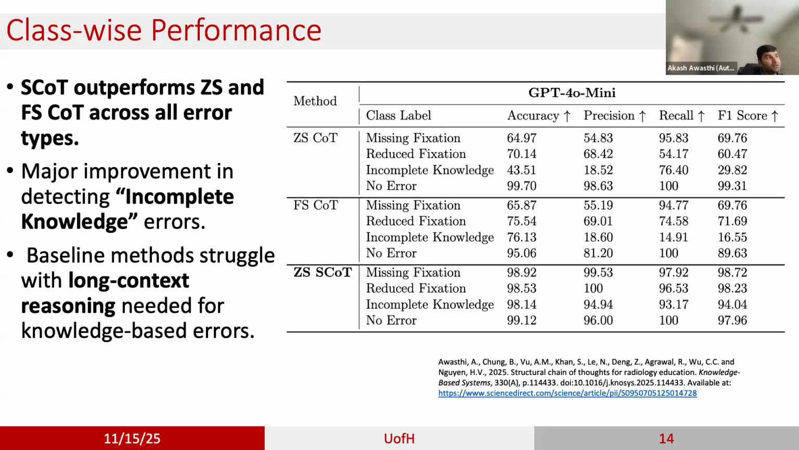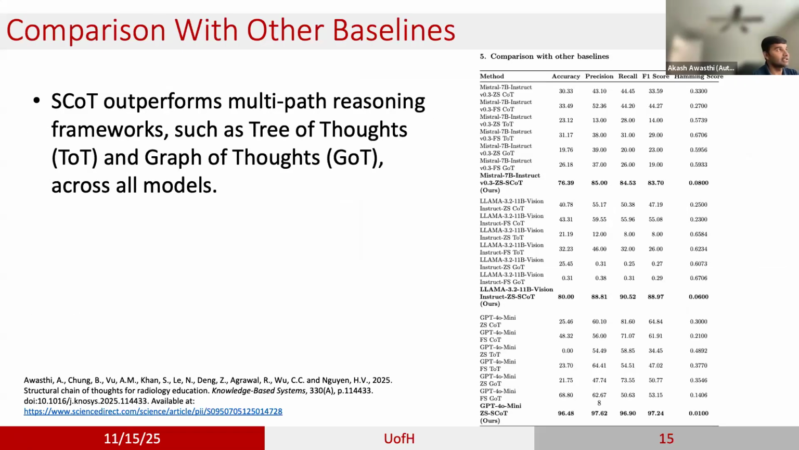The difficult class to determine is incomplete knowledge, because it's a long context problem. The model first has to see if there is anything missing. If not, then are any fixation points reduced? If not, then it means that something might go in this category. So it has to really maintain the context to determine this class. That's why you might see a little lower performance for this particular class because of the long context. People are still working on this for LLMs, but SCOT still helps a bit with the long context issue.